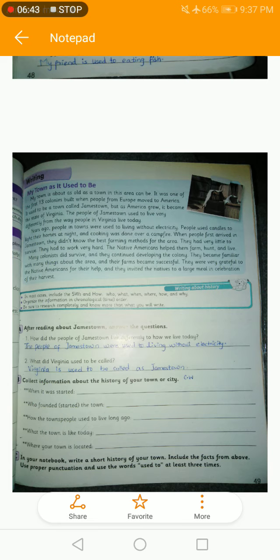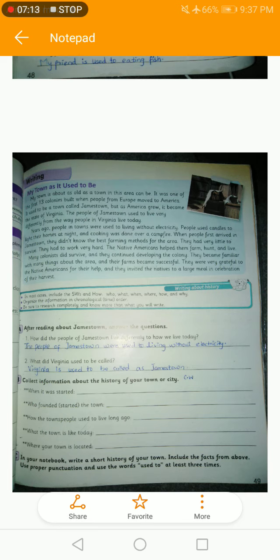It means that when you are writing about history, you have to use different WH questions and organize your information into chronological order. Chronological order means you have to look at the time, in which time it happens, and the order of the time. You have to be sure about the research that you have done, and you have to know more about what you will write.